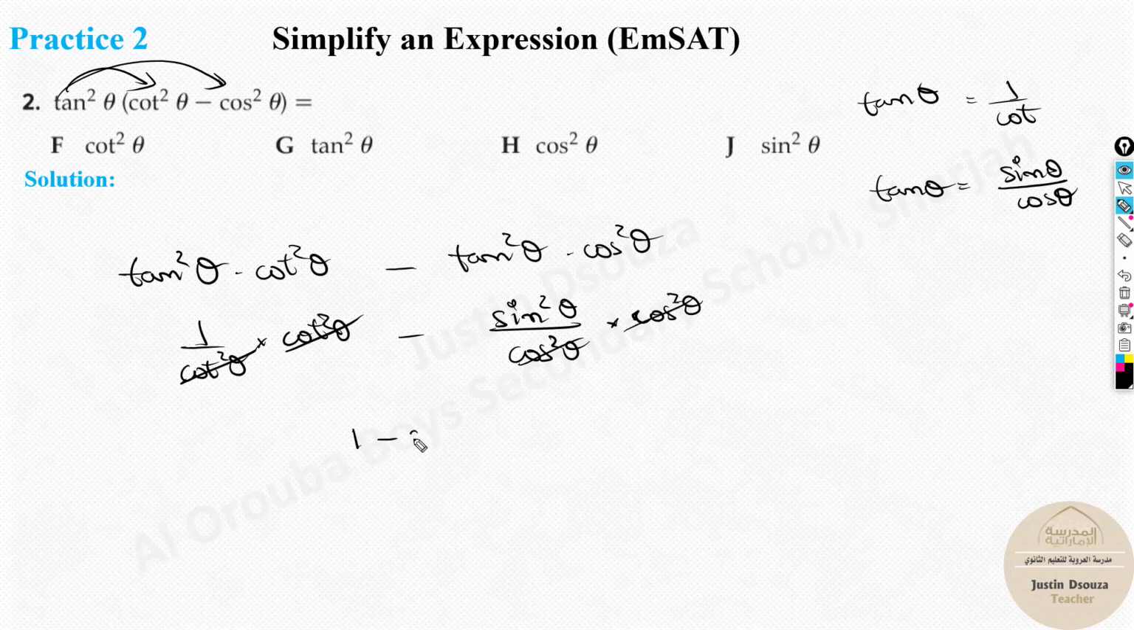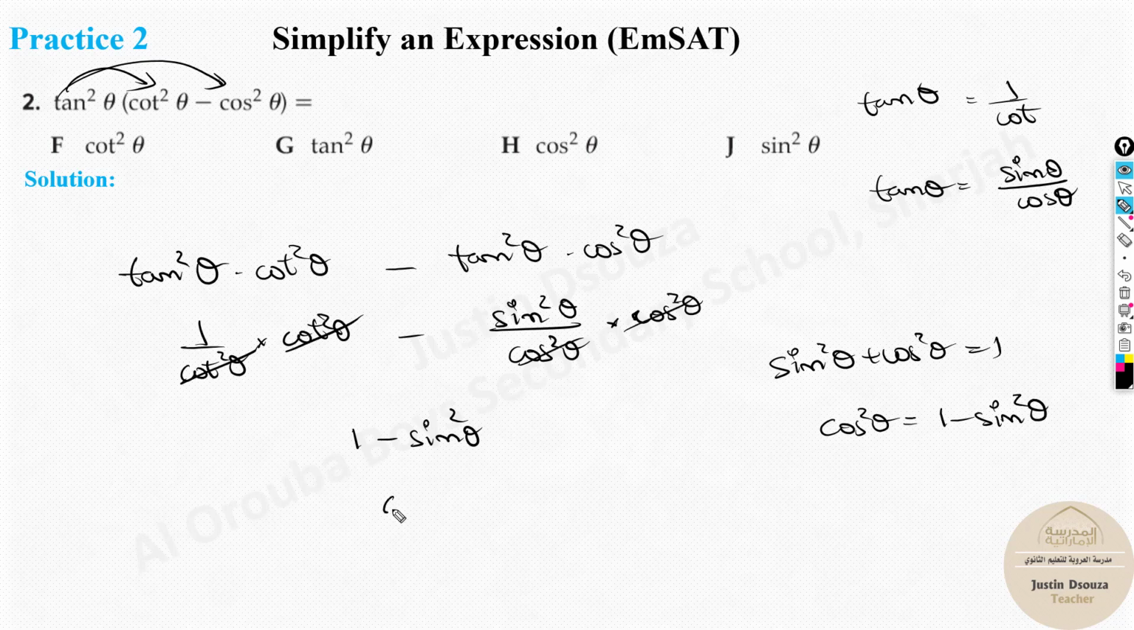So you're remaining with 1 minus sine square theta. What is 1 minus sine square theta? From Pythagorean identities, we know sine square theta plus cos square theta equals 1. Take the sine to the other side. It's going to be cos square theta equals 1 minus sine square theta. So this is basically cos square theta. That's the answer. That's option H over here.